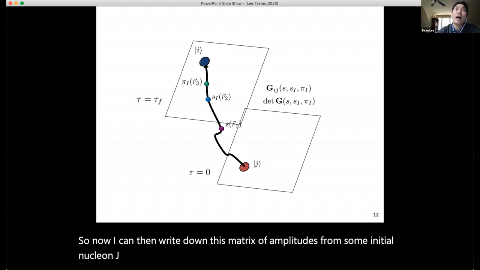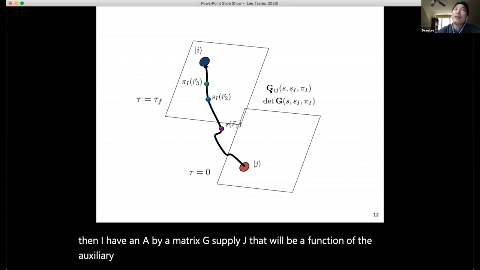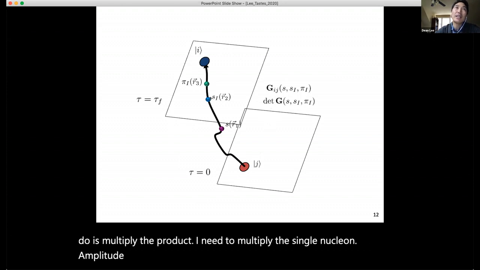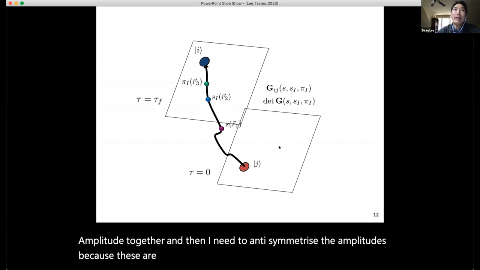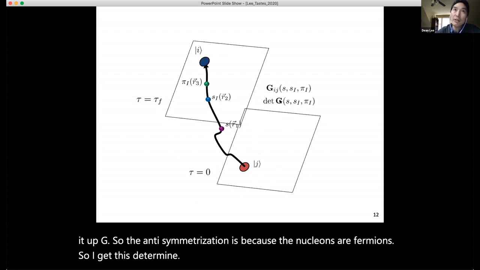So now I can then write down this matrix of amplitudes from some initial nucleon j to some final nucleon i. Let's say I have A nucleons. Then I have an A by A matrix, G sub ij, that will be a function of the auxiliary fields. And so now, to get the full amplitude, what I need to do is multiply the single nucleon amplitudes together. And then I need to anti-symmetrize the amplitudes because these are identical nucleons. Okay? And so then I get the determinant of G. The anti-symmetrization is because the nucleons are fermions. So I get this determinant from the anti-symmetrization.